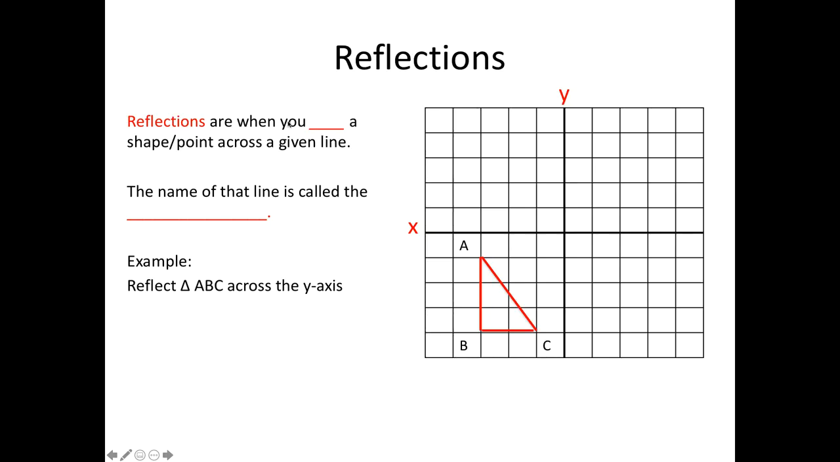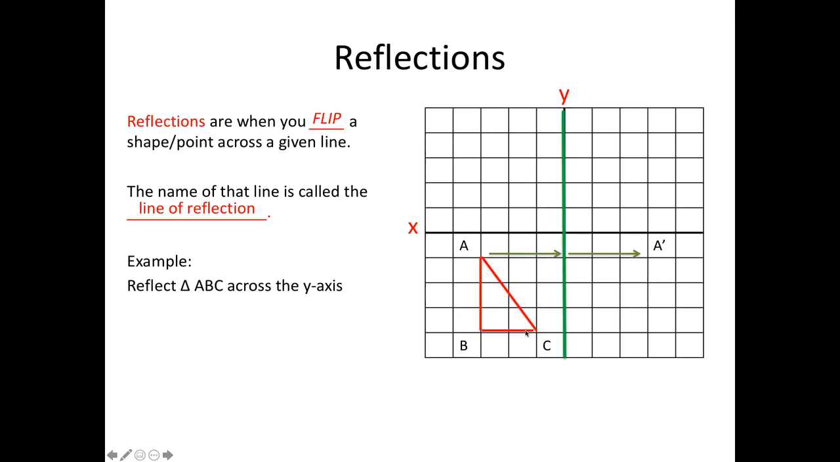It says reflections are when you blank a shape or a point across a given line, when you flip a shape or point. The name of that line is called the line of reflection. So our first example says reflect triangle ABC across the y-axis. As I mentioned earlier, highlight your line of reflection. Then we go to vertex A and figure out how far away it is from the line of reflection. I'll count, or draw an arrow, 1, 2, 3 units from the line of reflection. So I'm going to go 3 units in the opposite direction and plot my point, A prime.